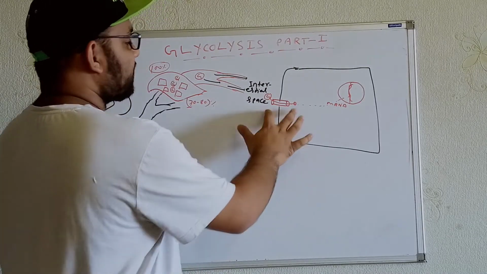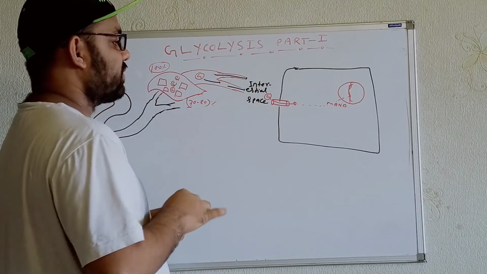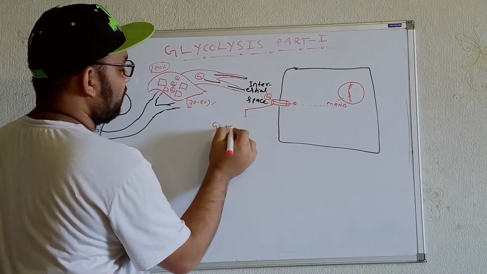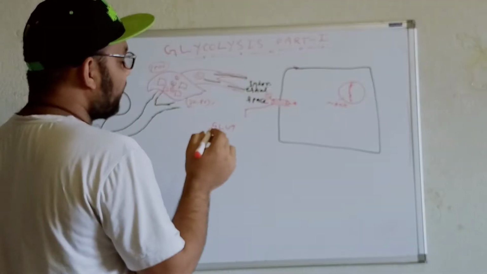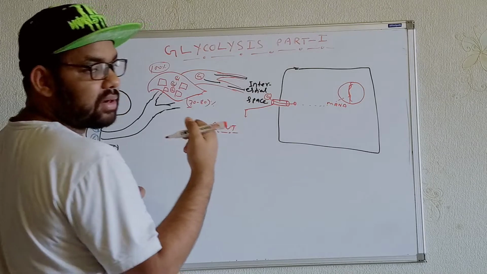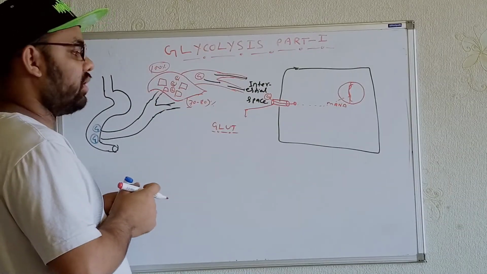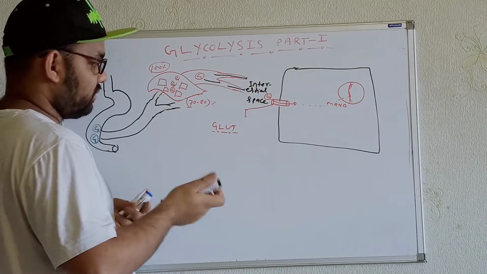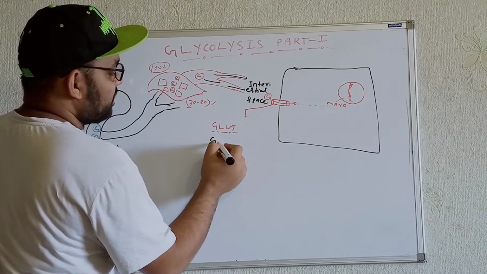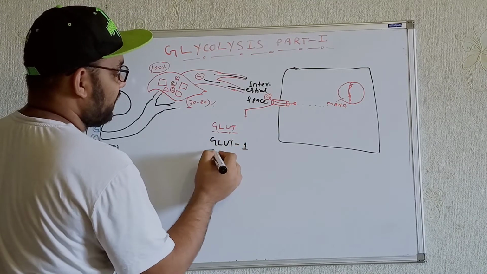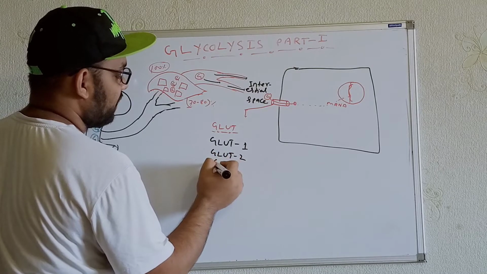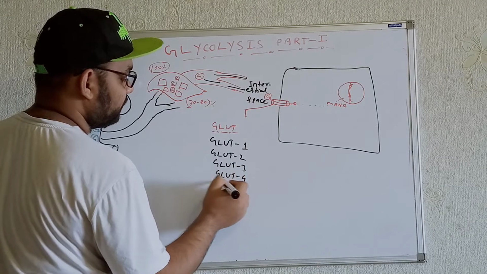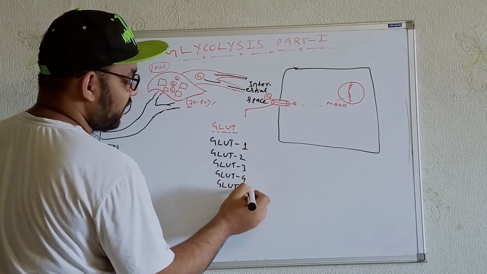Now what type of transporter is this? This is known as the glucose transporter, we just name it GLUT. We can classify the GLUT in different ways. There are many types of GLUT, around 14 to 15 types, but you are not supposed to know all of them. So what you are supposed to know, I'm writing over here: GLUT 1, GLUT 2, GLUT 3, GLUT 4, GLUT 5 and GLUT 7.